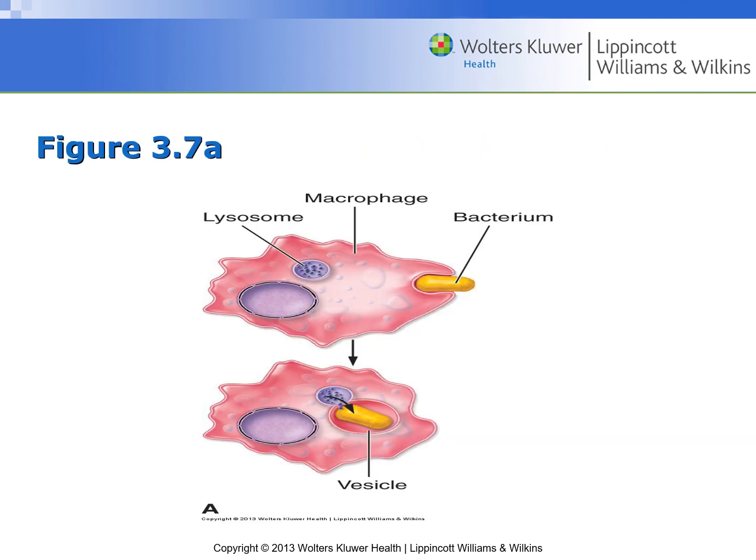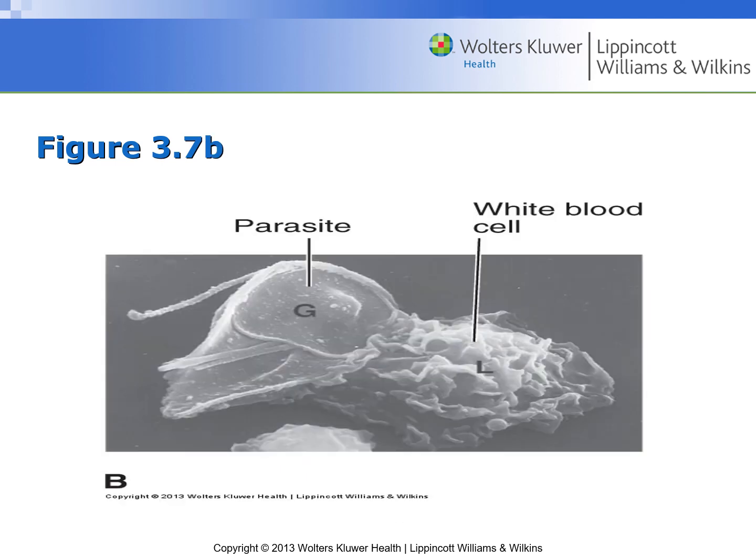Figure 3.7a illustrates phagocytosis. In this active transport mechanism, particles are engulfed and brought into the cell, forming a vesicle. A lysosome attaches to the vesicle and releases digestive enzymes to dissolve the particles within the vesicle. And here in figure 3.7b, white blood cells engulf a parasite.